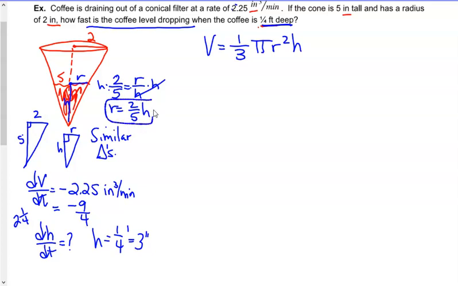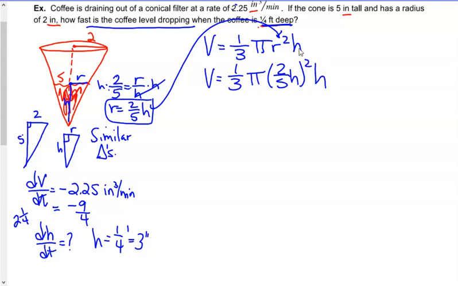And that right there is what I want to put right in here. Okay, and this is the tricky part of this problem. The differentiation, whenever we get there, is not going to be bad, but it is the tricky part here. Okay, so let's sub in that 2/5 H. So I get 1/3 pi times 2/5 H that I have to square. Don't forget about this H back here.